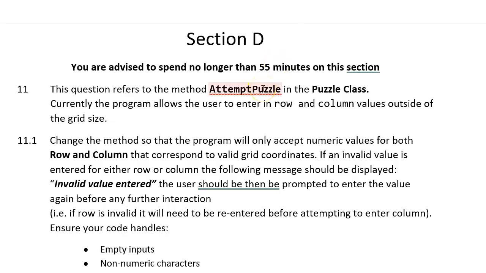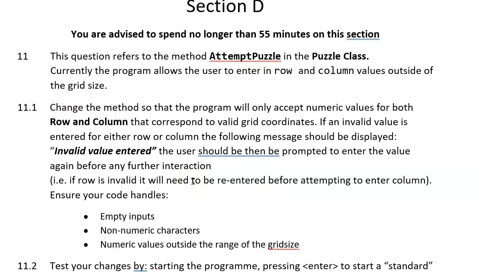This is, I would say, at least 60% as a bare minimum. I want to say 90% chance of coming up in the real exam. It's one of the really classic bits of validation that's missing. They don't have to do it, but they tend to. And it's the idea that at the moment you can enter values for row and column outside of the grid size.